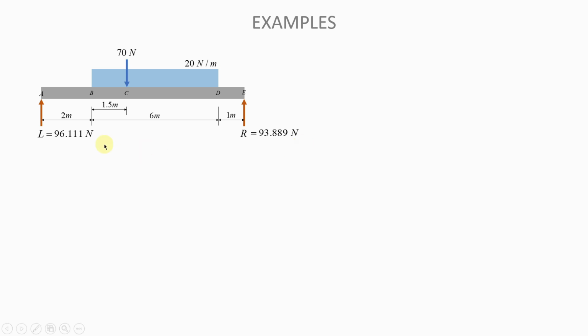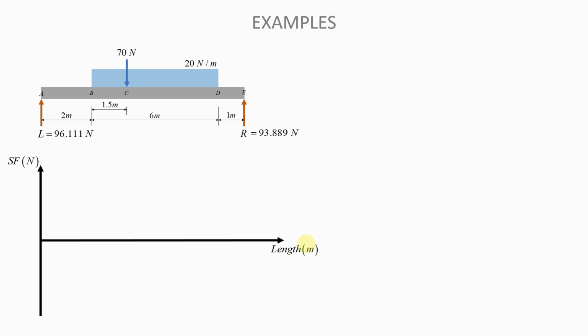And so now that we have found the two reactions, L and R, we have everything that we need to be able to draw the shear force diagram. And so if we do that, this is what we have, okay? On the vertical axis, you have the shear force in newtons, and on the horizontal axis, you have the length in meters. And so the points of interest here are already given to you, A, B, C, D, E. These are the points of interest. And so you can just draw vertical lines at all the points of interest, and they will serve in drawing the shear force diagram.